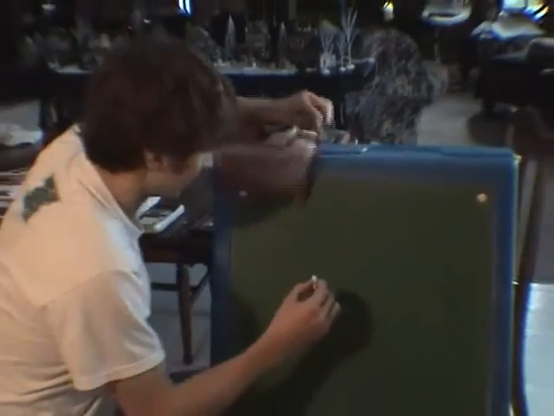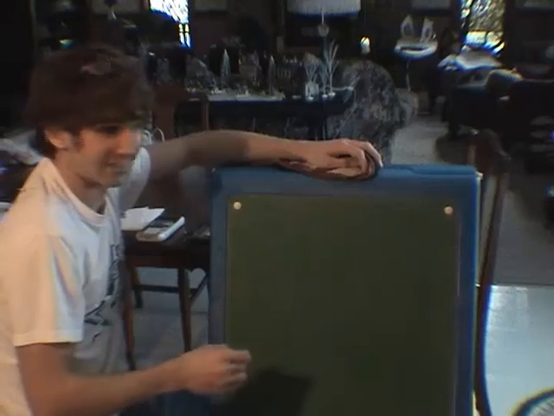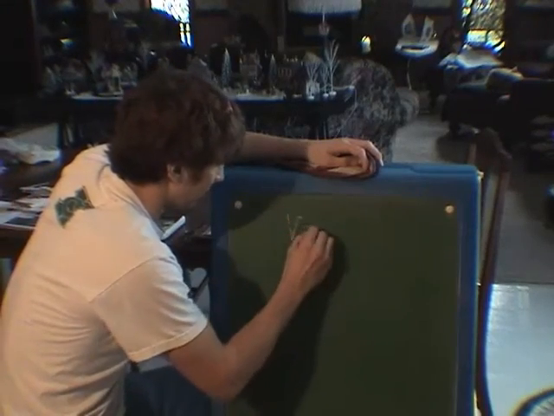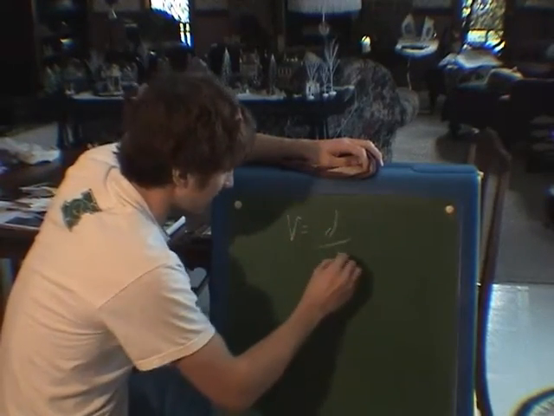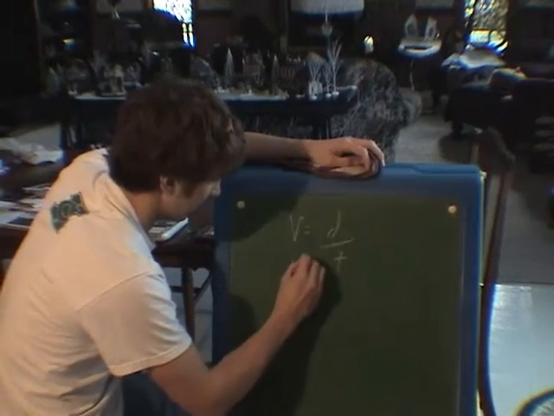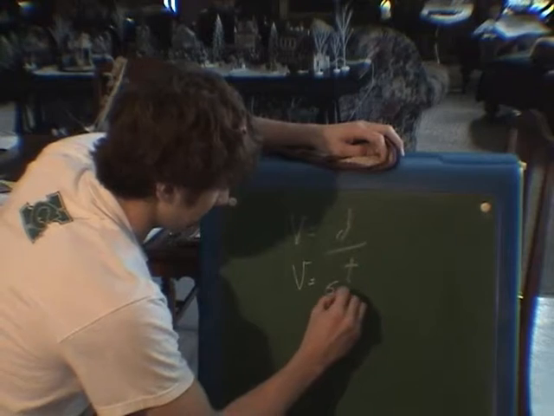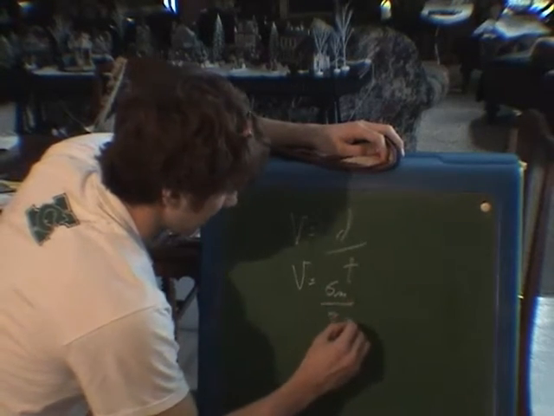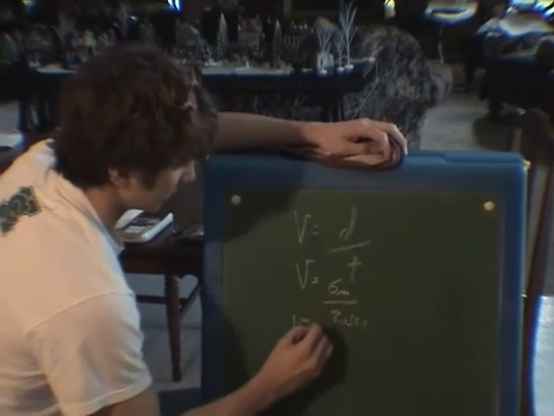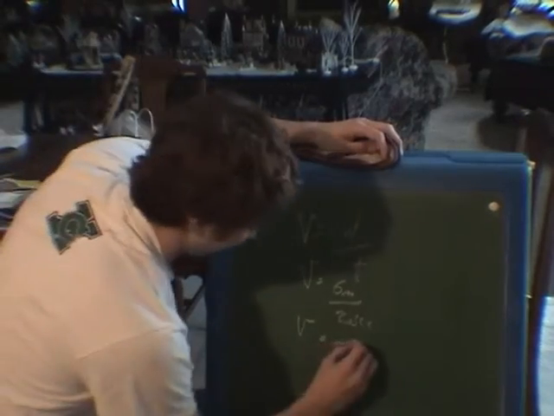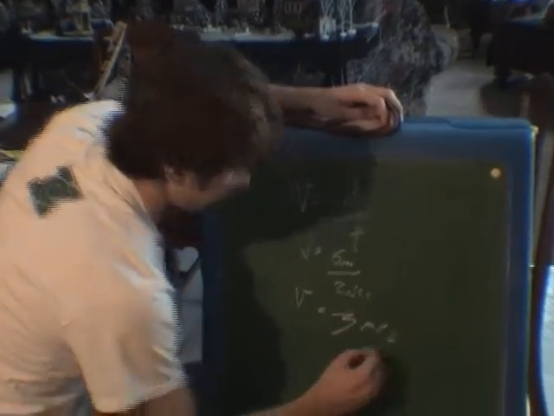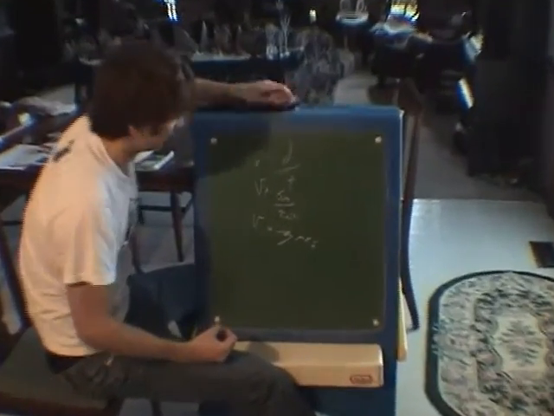Alright, first of all, our distance is key in finding the velocity. Our velocity can be found by dividing distance over time. Our velocity equals about 6 meters over a 2-second period, giving us a velocity of 3 meters per second. Oh yeah.